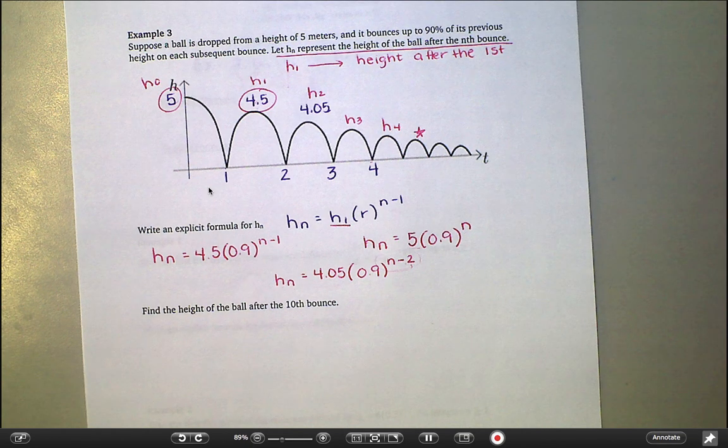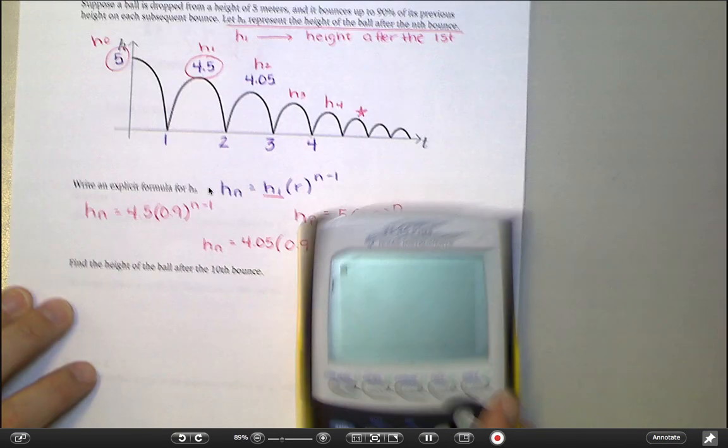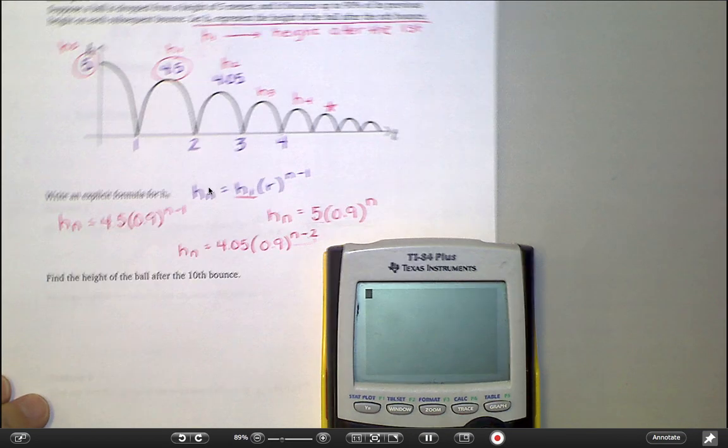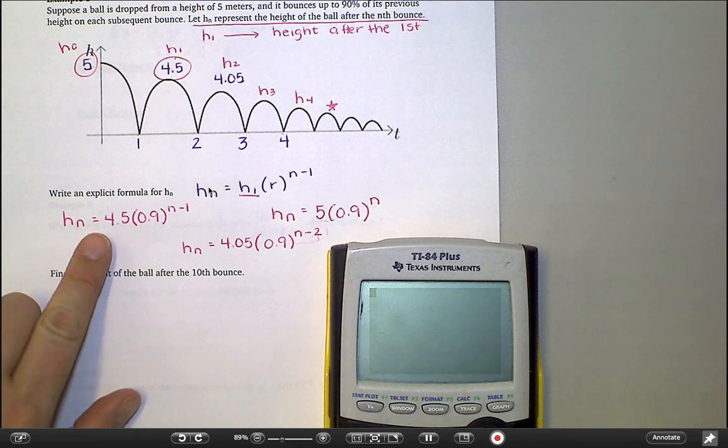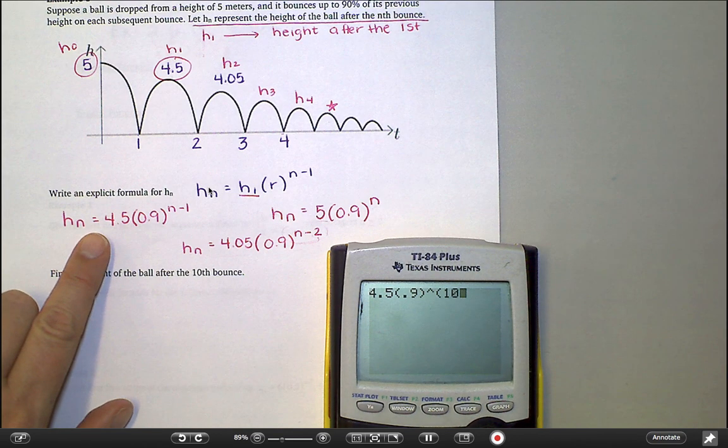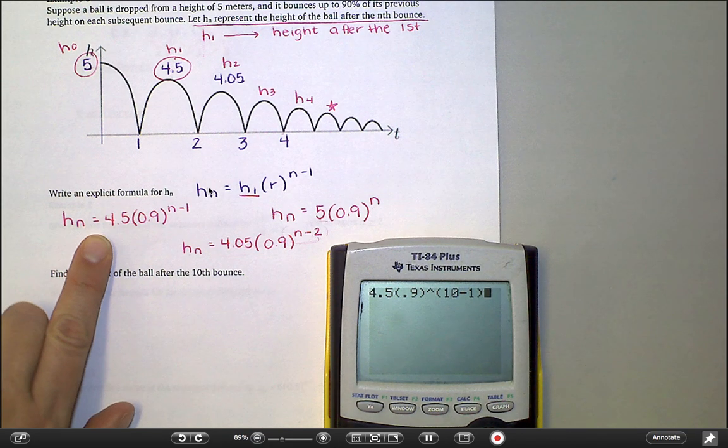So, like for example, the next question says find the height after the 10th bounce. Okay? I'm going to just show you real quick. Really what we're doing here is plugging in 10 for n. So if I use this first formula, 4.5 times 0.9 to the power of, and on this calculator I'm going to need parentheses here, 10 minus 1, or I could just put it in as a 9, but I want you to see how I'm using the formula. And I get a height of 1.74.